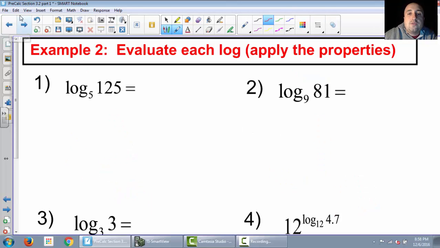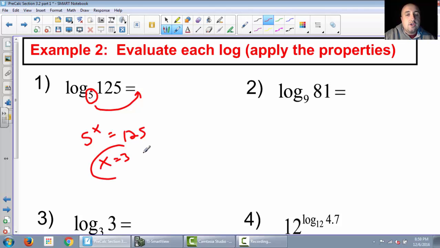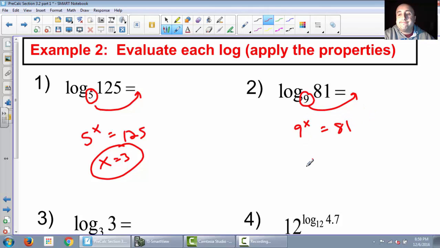All right. So we're going to evaluate each log applying the properties. Sometimes you don't really need to use the properties. Okay, so we're just going to apply the definition. 5 raised to what's after the equal sign is equal to 125. What number can I raise 5 to make it equal to 125? Well, hopefully you know that 5 cubed, 5 times 5 times 5, is 125. Okay, second one, let's apply the property. 9 raised to what number is equal to 81? This one's really easy. 2.